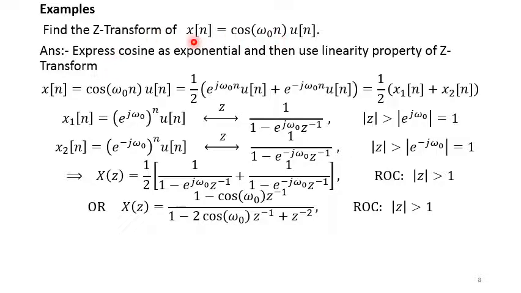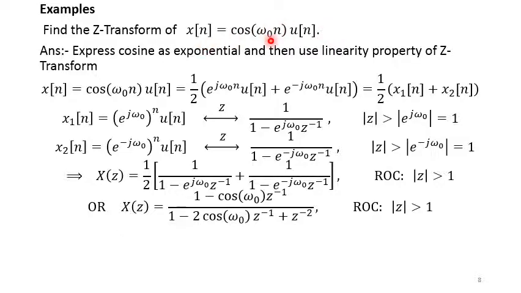So here in this problem we are given x of n such that x of n equals cos omega naught n times u of n, and you understand what u of n means, right? So u of n is a step signal, and it is only one when its argument is equal to or greater than 0. So for the negative values of its argument, which is now n, it will be 0. So this signal only exists from 0 up to infinity, right? So for the negative values of n, it doesn't exist.